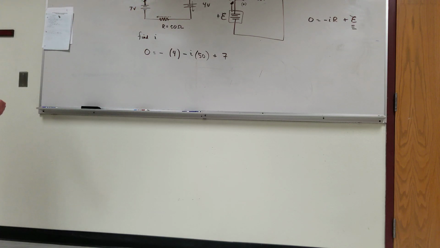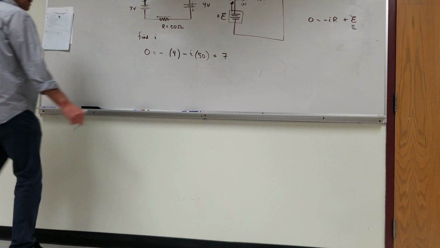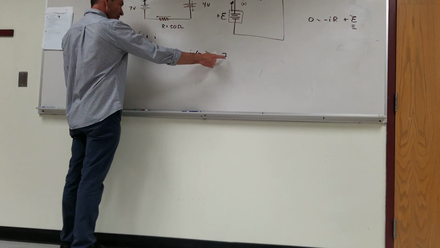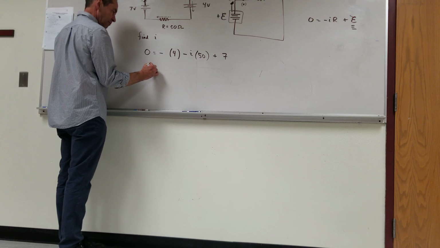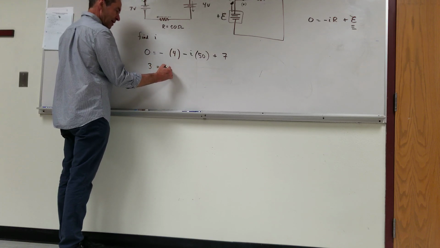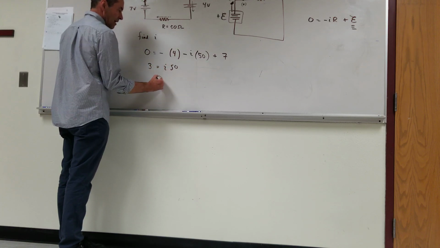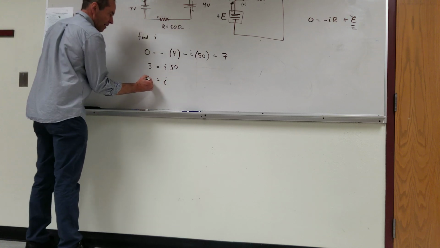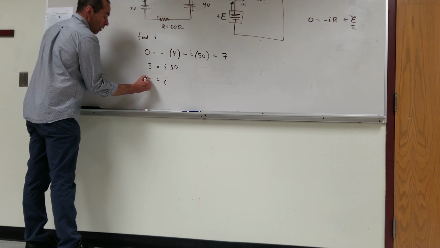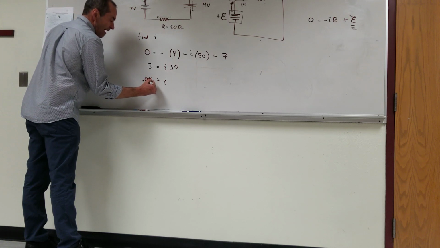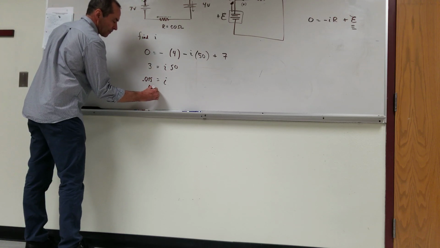So it's going through each element, right? So that means, what do we have here? Move the 7 to the other side, move the 4 to the other side, we got -3. Multiply both sides by -1, we have 3 equals I times 50. And so I equals 3/50ths, or 0.015 amps.